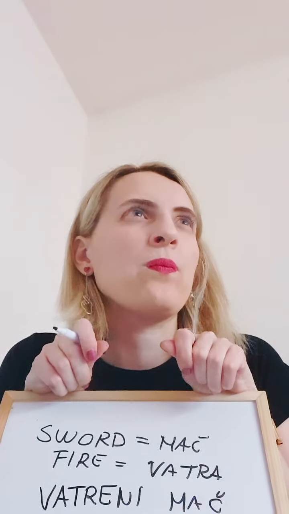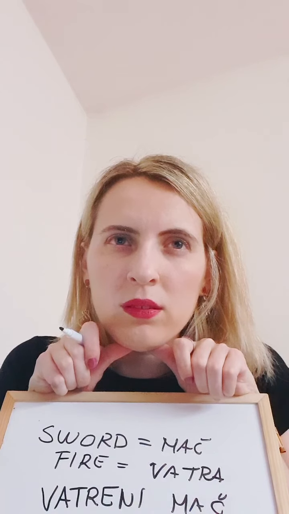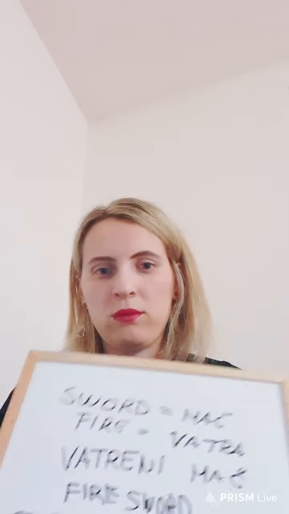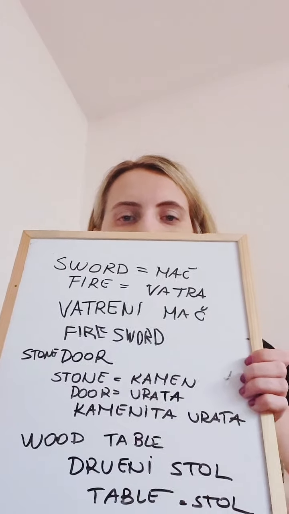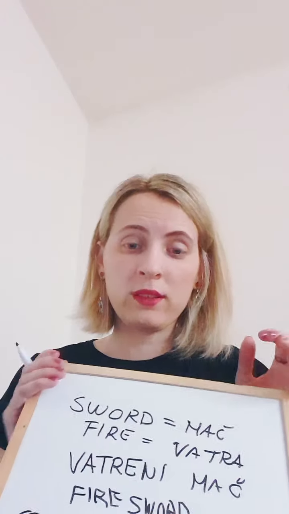What else can we combine? Wood table, for example. Wood table would be drveni stol, because table is stol. It would be wood table, or table of the wood. So yeah, you can use it like this, but it is kind of complicated because you can't say drvo stol or vatra mač, because you need to conjugate this.